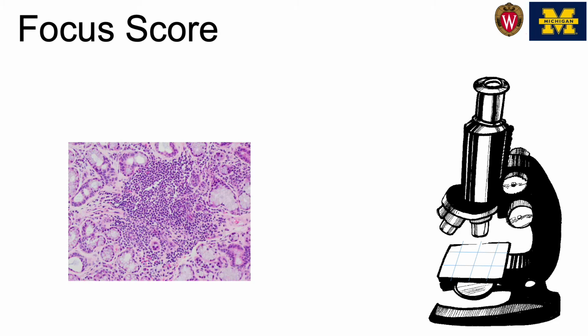Here's an example of a foci of infiltrate composed of 50 lymphocytes and surrounded by normal salivary gland tissue. On the right, you see an example of a microscope with a grid. Now, in reality, you obtain a reticle, and the reticle will have a grid composed of 1 millimeter squared so that it's easy to count how many millimeters the tissue takes in total, so that you can calculate the number of foci per 4 millimeters squared.